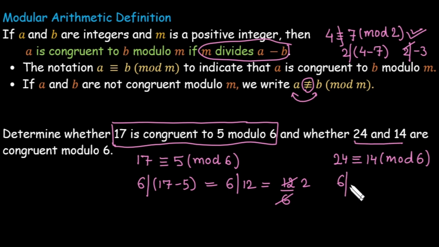How to check this one? Whether 6 divides 24 minus 14. 24 minus 14 is 10. So whether 6 divides 10, or we can say that 10 by 6, whether this is an integer. So this is not equal to any integer, as it is a rational number, or we can say that it leaves a remainder. Due to which we can say that 14 is not congruent to 24, or 24 is not congruent to 14 mod 6.